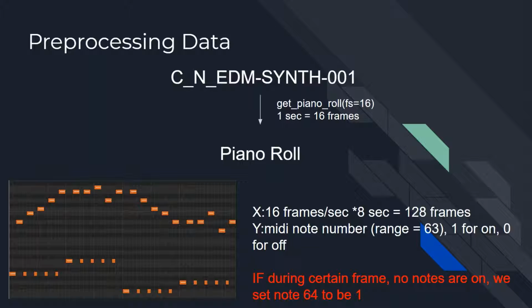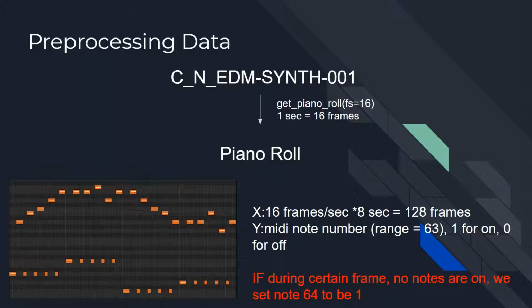After we get the C major normalized EDM synths, we'll use a function called getPianoRoll to get a matrix of that sample. The first dimension of that matrix will be the time frames. For the time frames, we use the parameter frames per second equal to 16. So we'll have 16 times 8, in total 128 frames. And the second dimension indicates the MIDI note number.